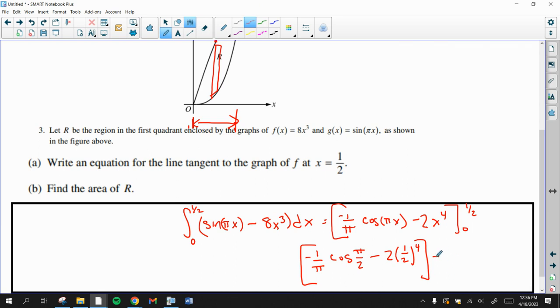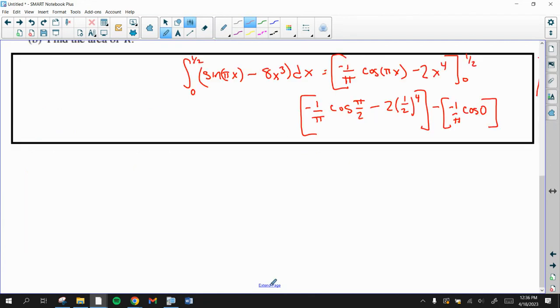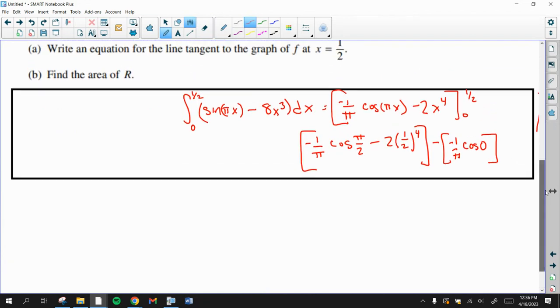So negative 1 over pi times the cosine of 0, which is 1, and then minus 0. So that's it. I'm done. I'm not going to do any more, but we do know what the cosine of pi over 2 is, and we do know what the cosine of 0 is. So I would keep it like this.